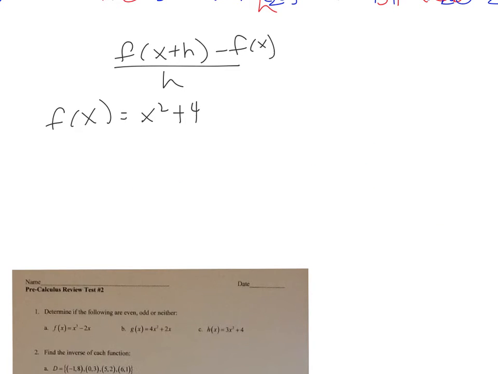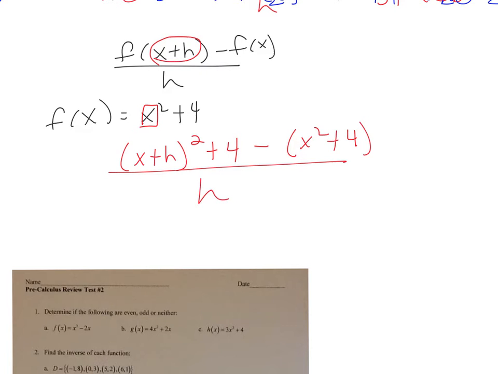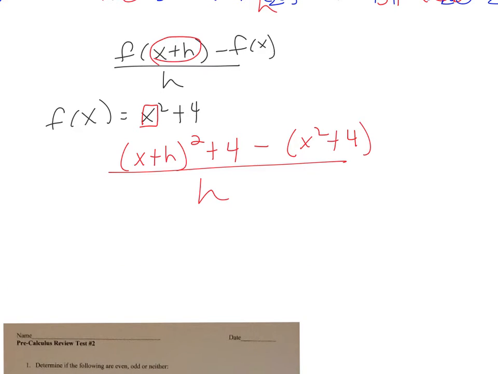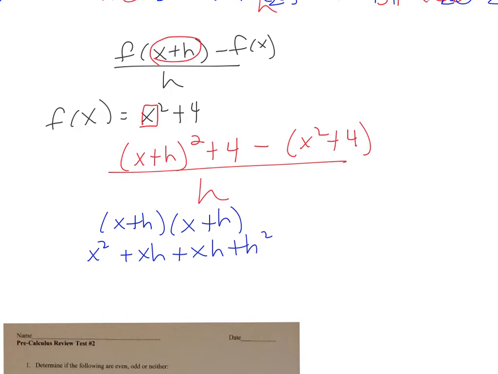Okay, so I rewrote the difference quotient. Now I'm going to do f of x is equal to x squared plus 4. So wherever I see an x, now I'm going to plug in x plus h. So it's x plus h, and I have to square that, plus 4 minus f of x, which is x squared plus 4, all over h. Okay, so now we have to do x plus h squared here. All right, so I'm going to do right here, x plus h times x plus h. All right, so that's x squared plus xh plus h squared.